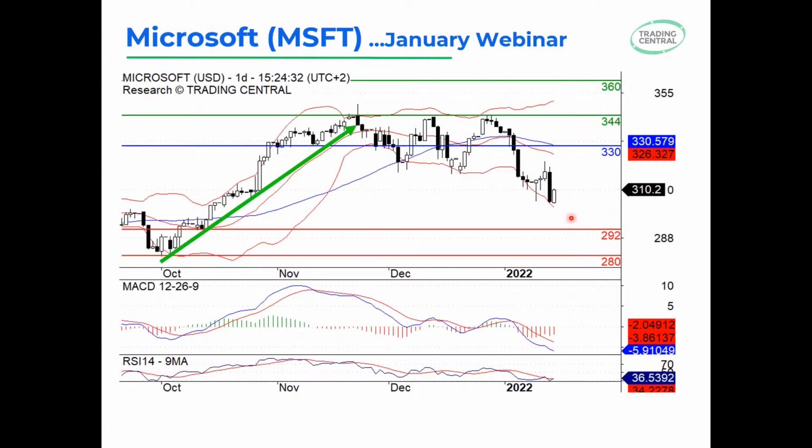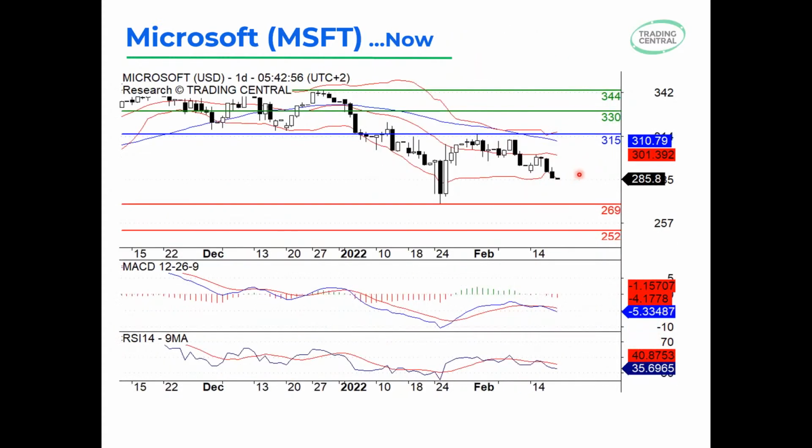So this is Microsoft. Last month I said we see a triple top on this stock, and it will turn down, with downward momentum at that moment. And the result is that after our last webinar, the share price broke below both downside targets. This is an updated chart for Microsoft.